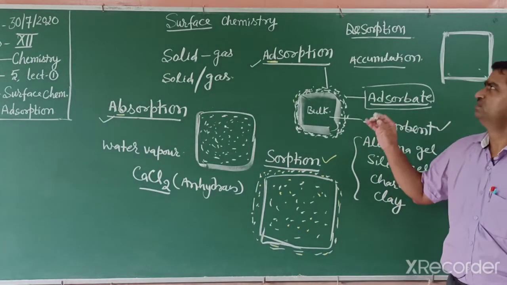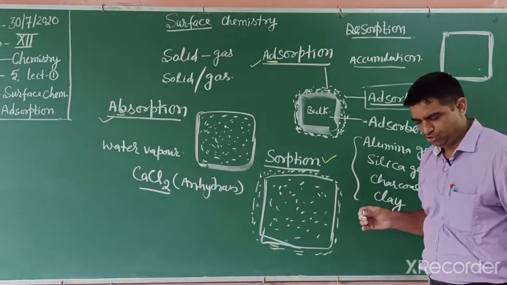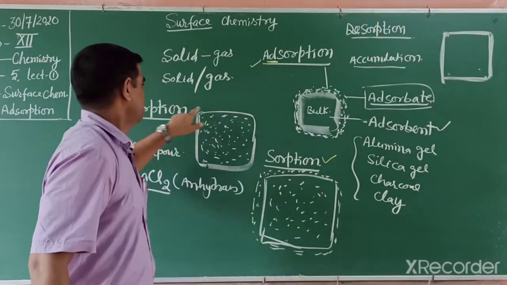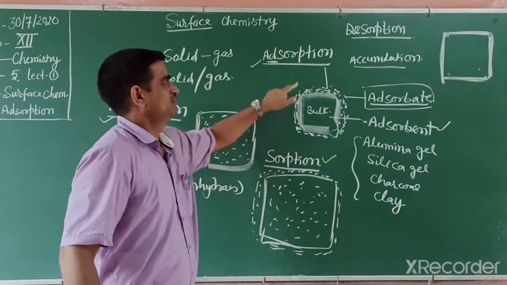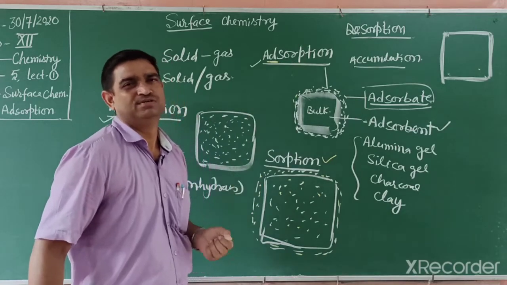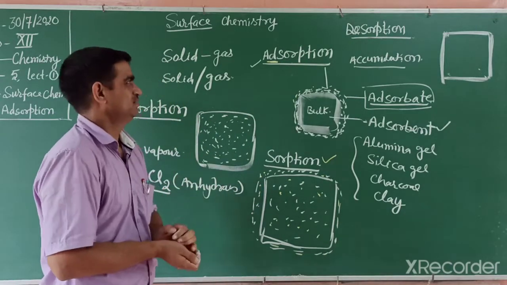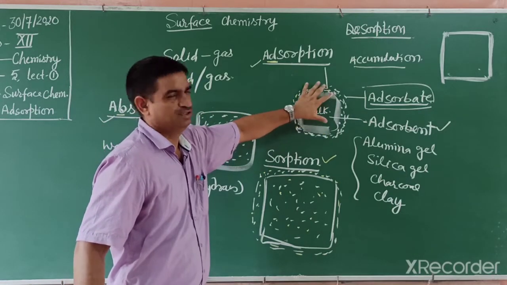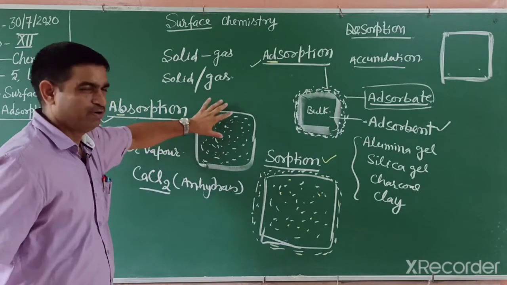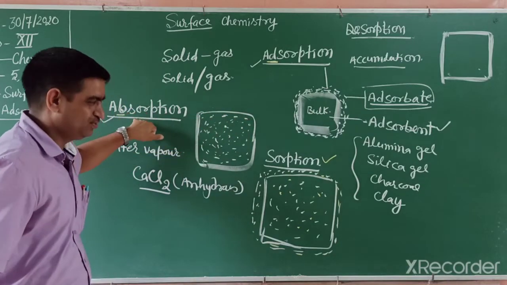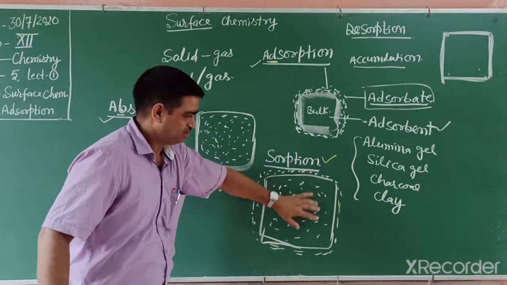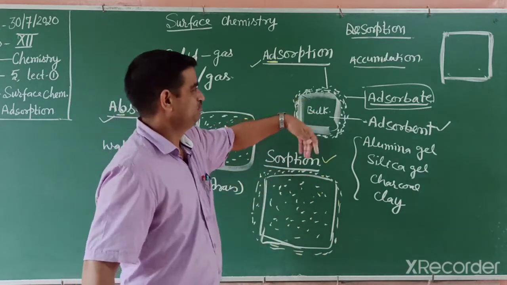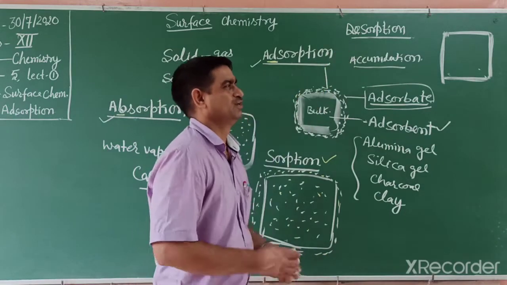So in these four terms, the first one is adsorption, then absorption, sorption, and the fourth one, desorption. If you compare them, in adsorption the molecules are more on the surface than inside the bulk. If they are equally distributed inside, that is absorption. If they are equal on the surface as well as inside, that is sorption. If the molecules are removed out, that is desorption.